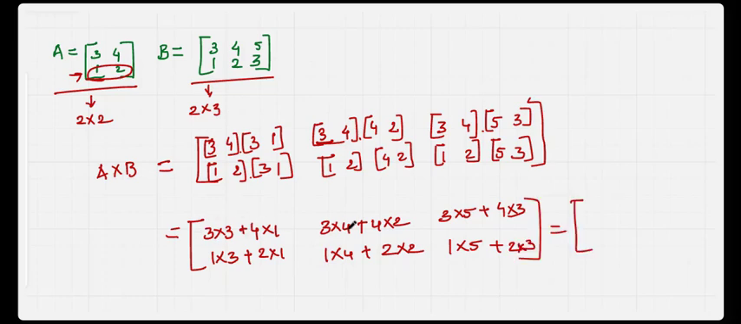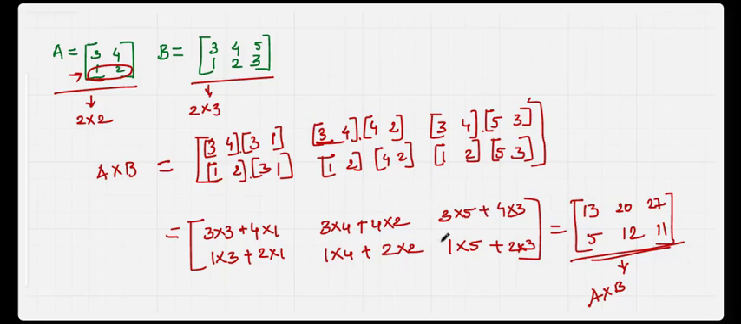Now let's solve this to get the final resultant matrix. 9 plus 4, what is it? 13. Then 12 plus 8, 20. Then 15 plus 12, 27. Then 3 plus 2, 5. 4 plus 8, 12. And 5 plus 6, 11. So this is the multiplication of A cross B. So this is how you multiply a matrix.